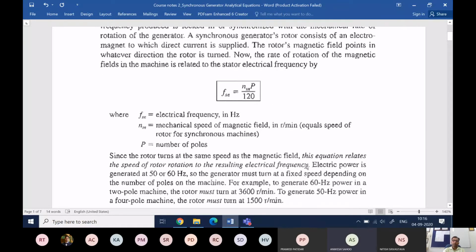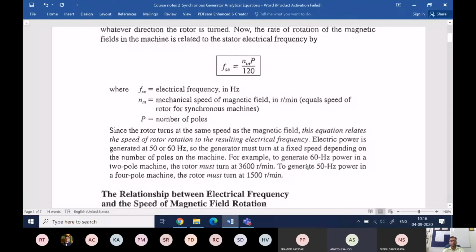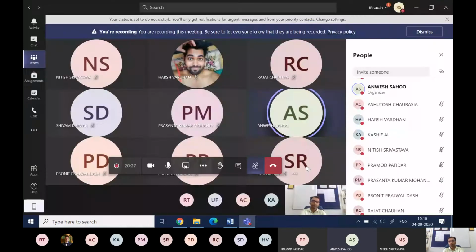So let's try to look at the... Anyone having any question? Yes, sir. Yes, Anvesh. Sir, actually, how is it happening physically, if the number of poles increases, then the speed decreases? I'm going to that. Okay. Anyone else having anything?